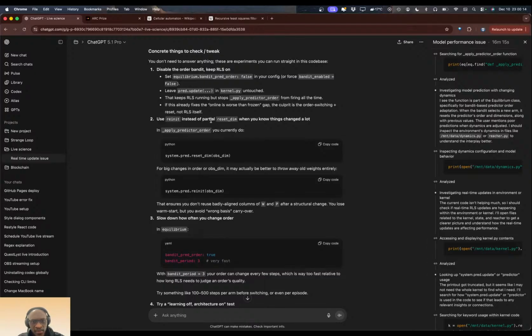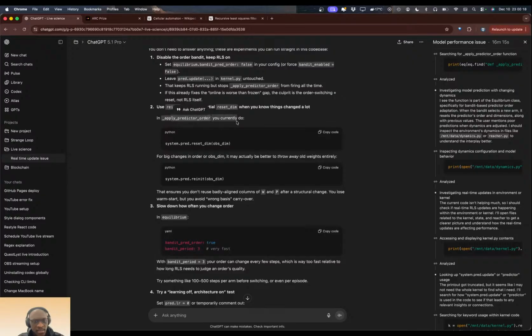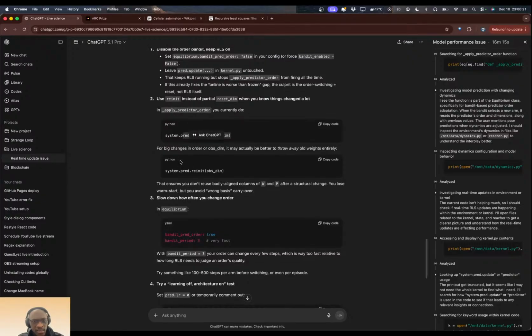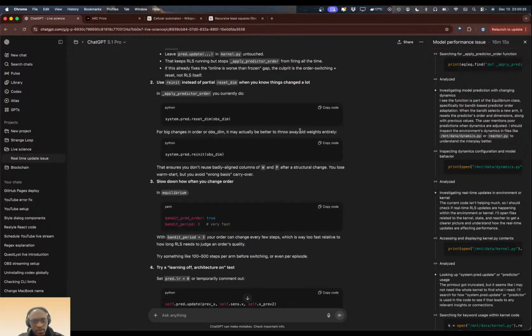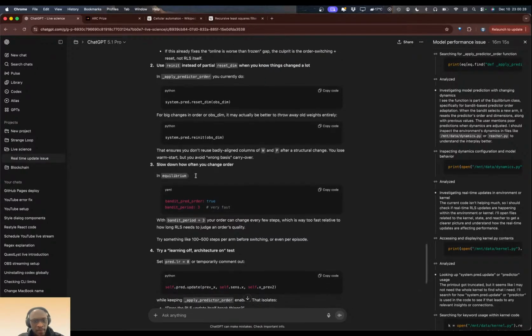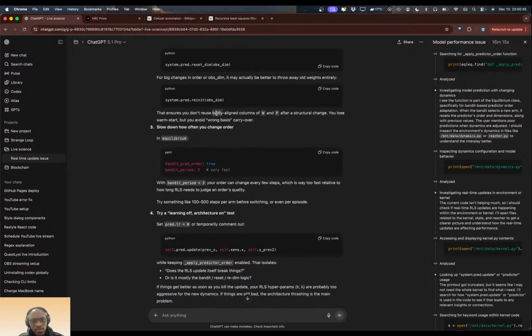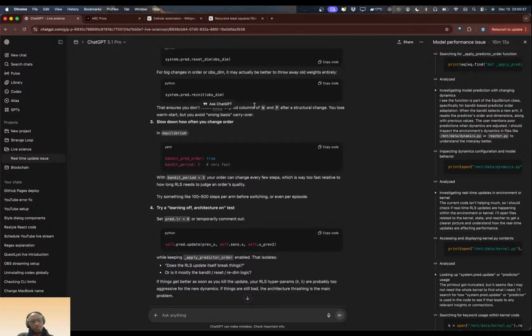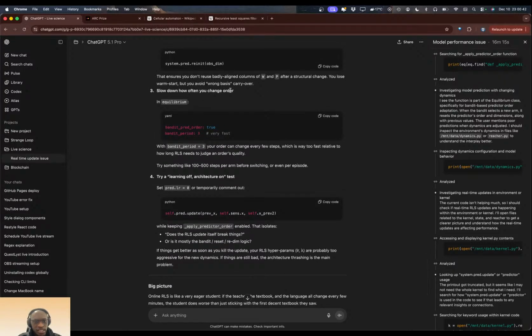Reinit instead of partial reset. When you know things change a lot, you currently do this for big change in order dimension. It may actually be better to throw away all weights, just do re-init stuff. That ensures you don't reuse badly aligned weights. Columns. Slow down how often you change order. I think we... Oh, I see.